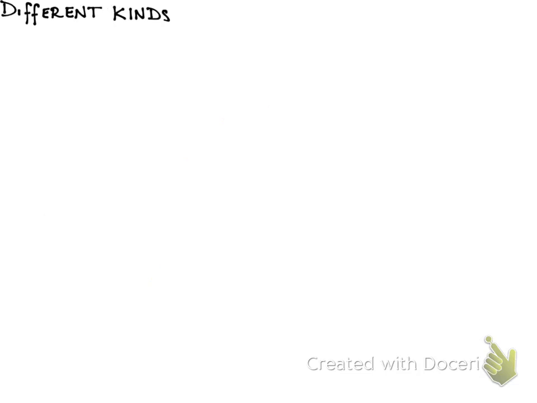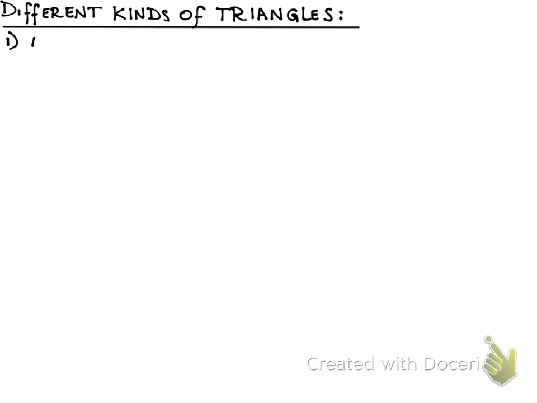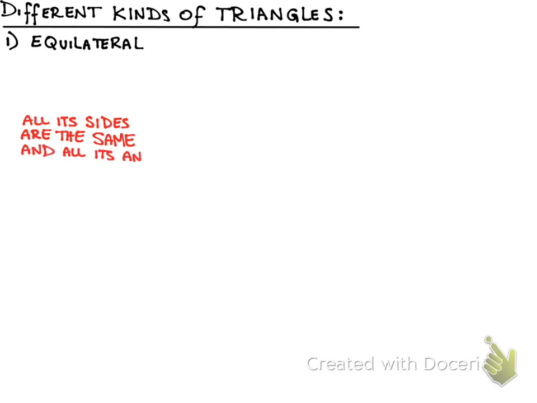There are different types of triangles that you should be familiar with. The first one we'll talk about is the equilateral triangle. What's special about this is that all of its sides are the same, and all the angles too. So in this triangle, all the angles are the same, and you know this because I represented it with the letter A, so all three angles are A.